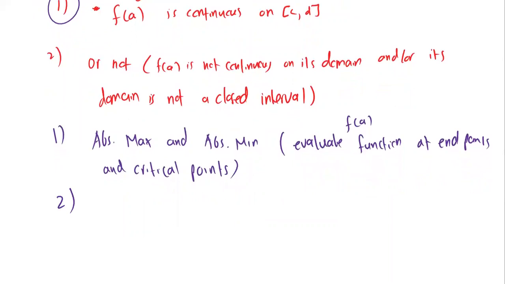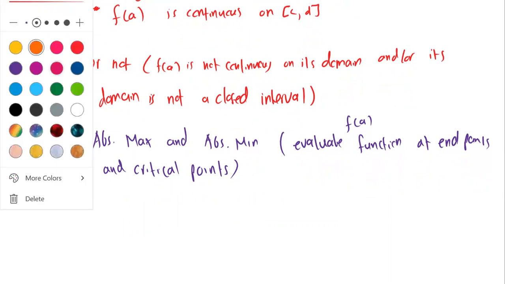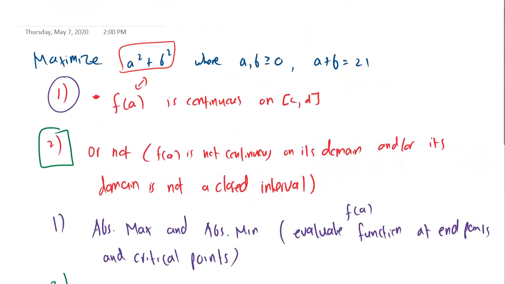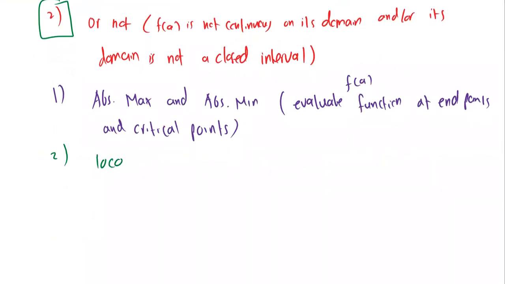If you're not in that case, if you're in case 2, let me do it in another color. Let's do green. If you're in case 2, where you don't have a continuous function on a closed interval, then how do you maximize or minimize a function? Well, you just look for local maxes or minimums, and somehow justify why this is the largest function value or the smallest function value.